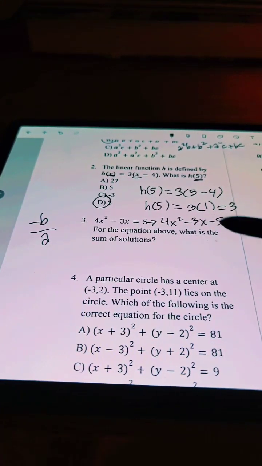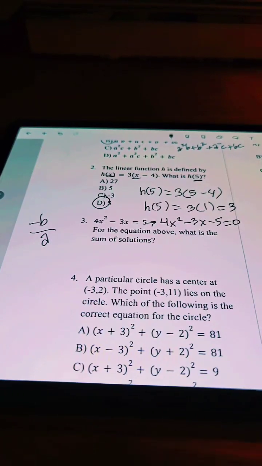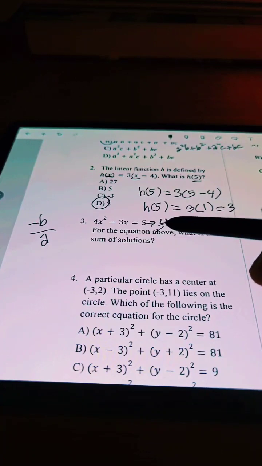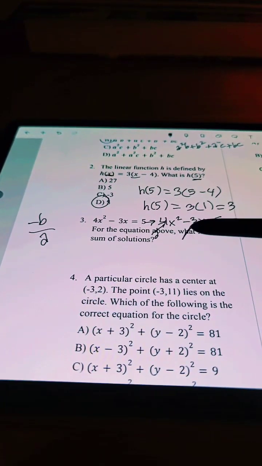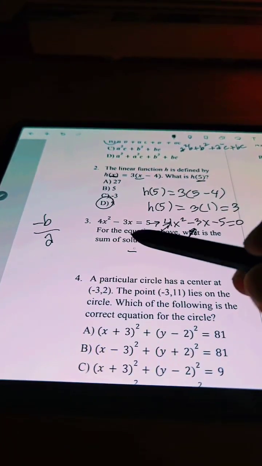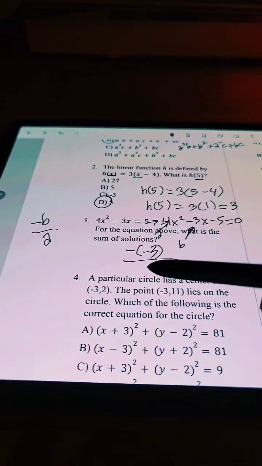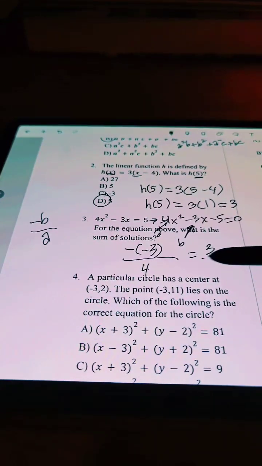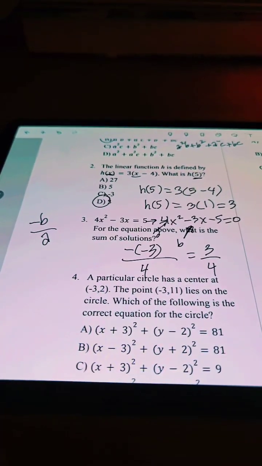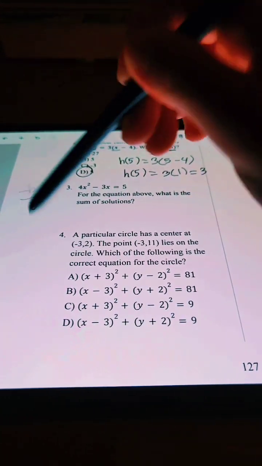So just like with the quadratic formula, what you say is A, B, and C is the same. So A is going to be the number that's being multiplied by x squared. So A is 4. And B is the number being multiplied by x. So if I want to do negative b, negative of negative 3, over, and then for a, I'm going to have 4. So it's going to be 3/4 as my answer. Okay, let me erase really quick.